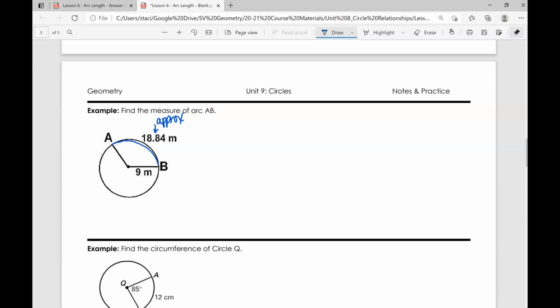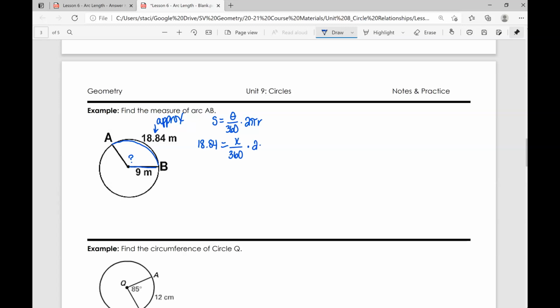So I was given the arc length. I can see I was also given the radius here, and it says to find the measure of arc AB. So I'm trying to find that central angle. When I think about my formula, my arc length formula is the central angle over 360 times the circumference. If I substitute in what I know, my arc length is 18.84. I don't know the central angle, so I'm going to think of it as x.